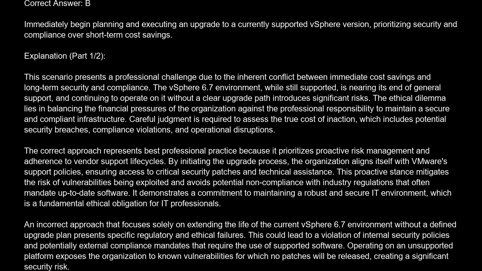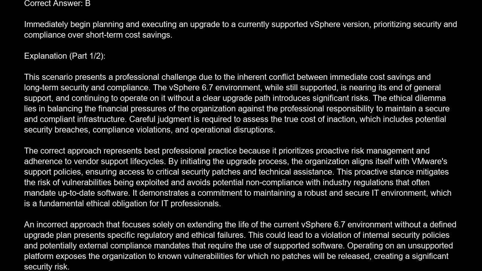The ethical dilemma lies in balancing the financial pressures of the organization against the professional responsibility to maintain a secure and compliant infrastructure. Careful judgment is required to assess the true cost of inaction, which includes potential security breaches, compliance violations, and operational disruptions. The correct approach represents best professional practice because it prioritizes proactive risk management and adherence to vendor support lifecycles. By initiating the upgrade process, the organization aligns itself with VMware's support policies, ensuring access to critical security patches and technical assistance.